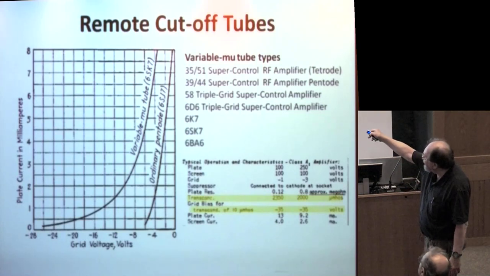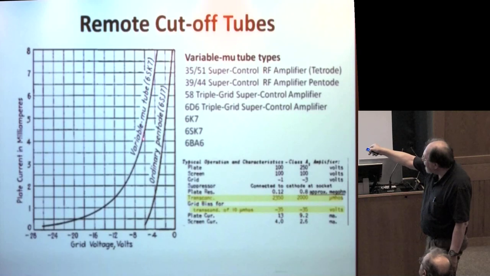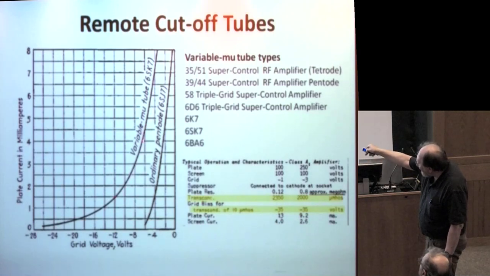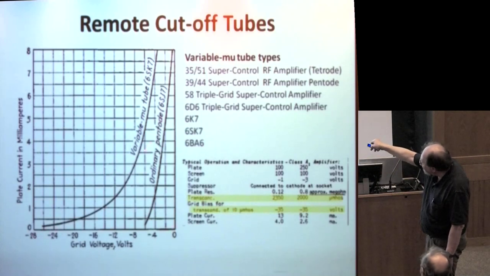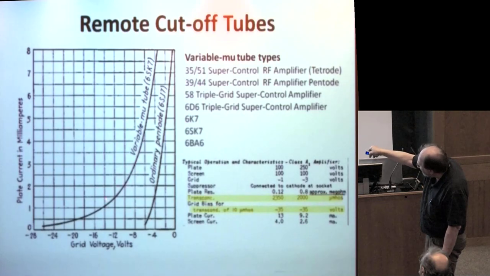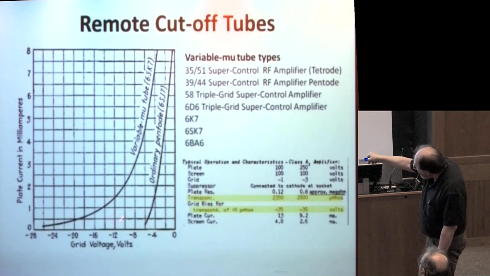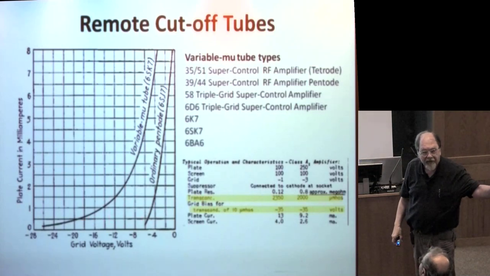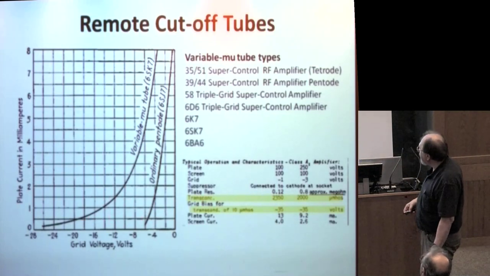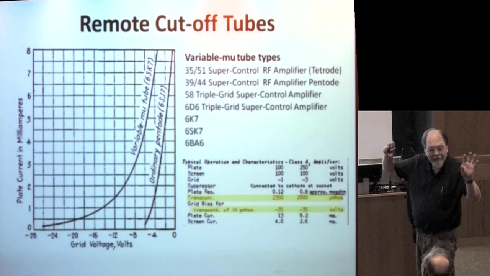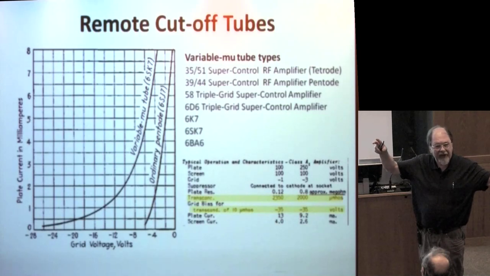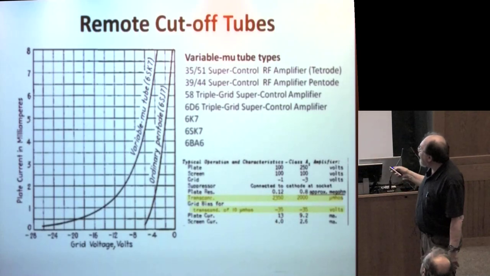And what you really want is a tube that will have a much gentler curve down and won't cut off until way down in here. And so you have all of this portion here where the slope is flattening out. You can operate that thing down in here and get gain reduction without a whole lot of distortion. These are known as variable mu tubes. Mu, remember, transconductance amplification, and it's variable.